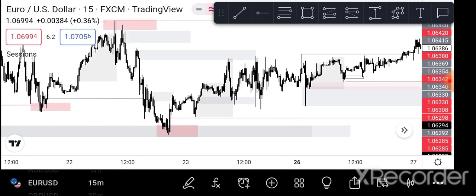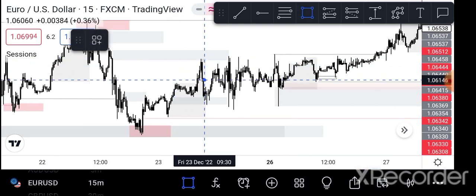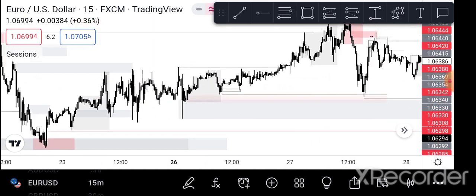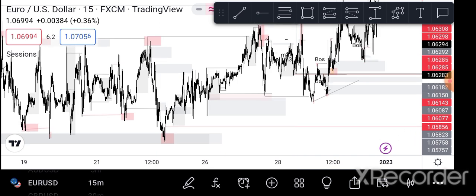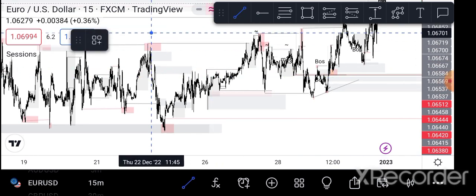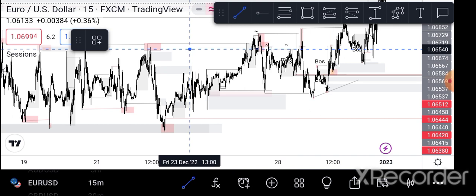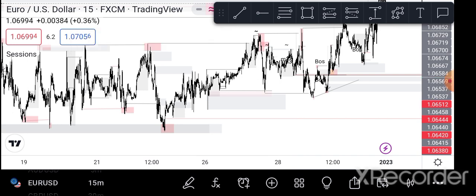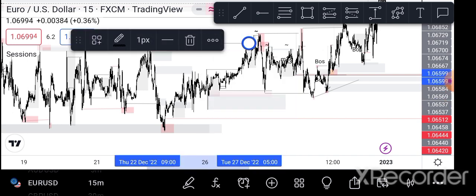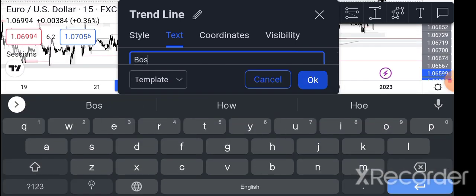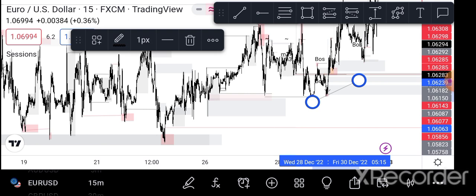But right now you can see price reacted to these zones. Then what did the price do? Then price broke our main high, our main market structure. So this is what we call a break of structure. Are you getting me? So that's what we call a break of structure.